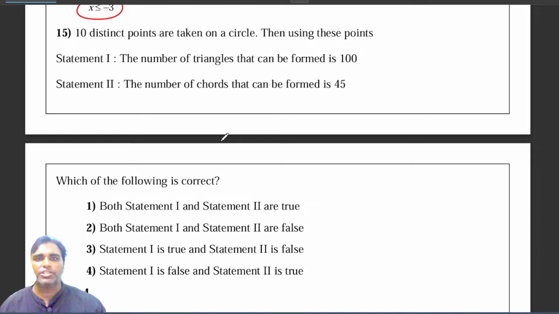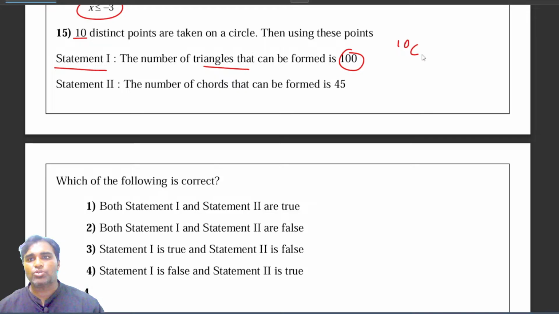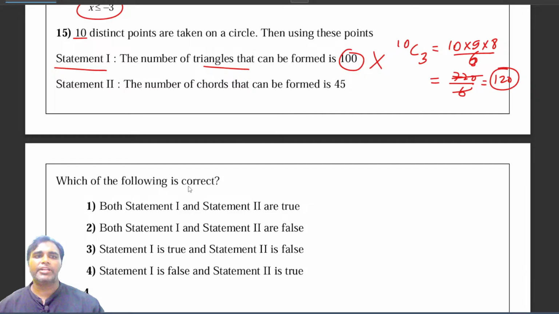10 distinct points are on a circle, then using these points, statement 1 says the number of triangles that can be formed is 100. So 10 points are there, we have to make a triangle. So triangle is 10C3. Now let's calculate the 10C3 value. This is 720 by 6 and how much is it coming? 120. So it is not correct. So statement 1 is false. So 1 is gone and third is gone.